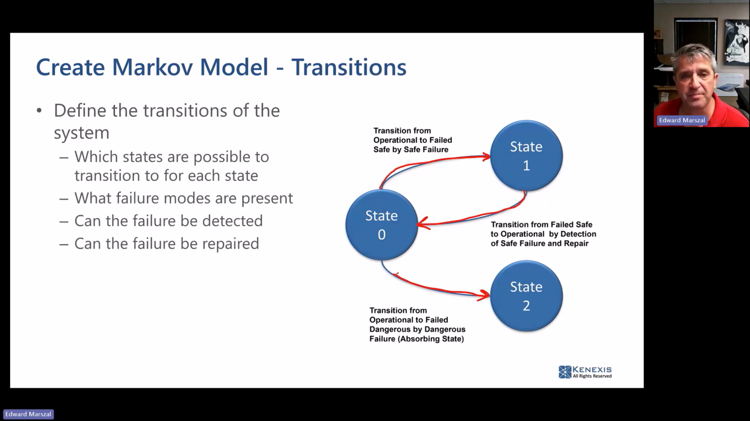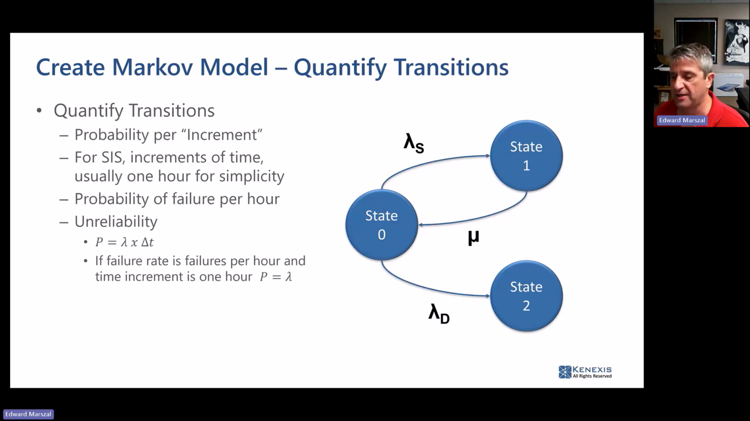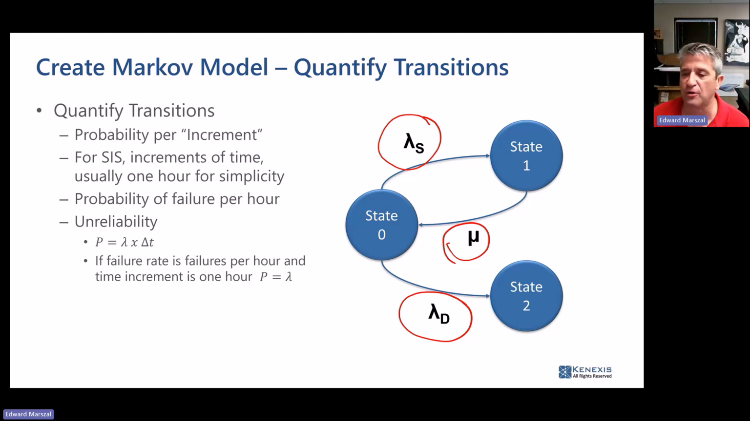All right, now that I've built my transitions, I can quantify them. I know what my states are, I know what my transitions are. I now need to put probabilities. When you look at the screen, you see what is typically shown in Markov models: lambdas, which represent failure rates, and mu's, which represent repair rates. I started off by telling you this is not true. It is not a rate. It is a probability per increment.